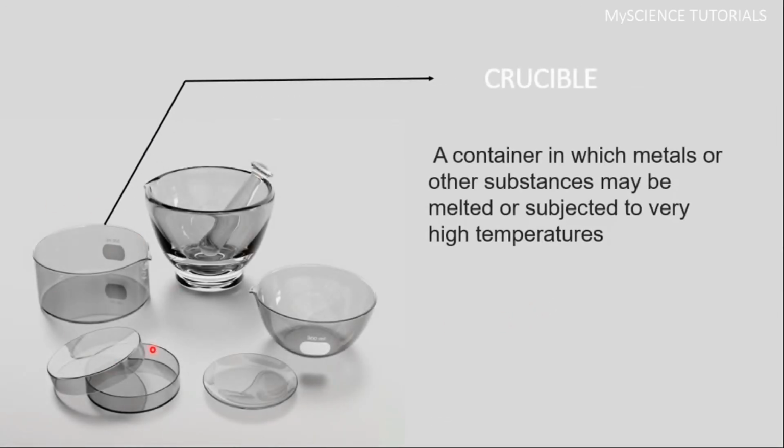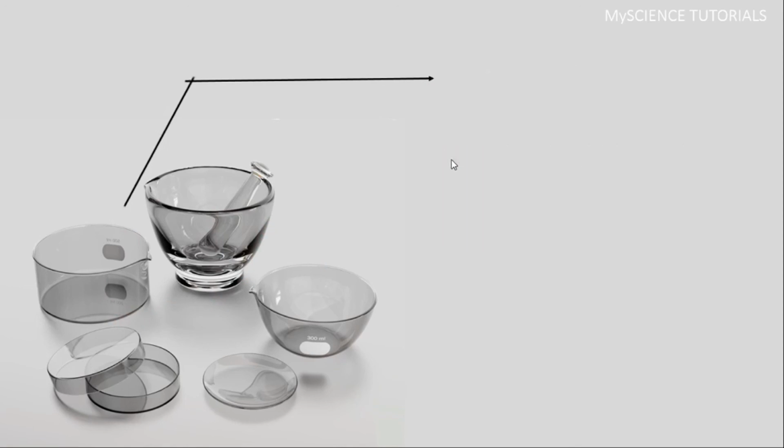Alright, so next on our list is the crucible. They are containers made to resist heat. So they are containers in which metals or other substances may be melted or subjected to high temperatures. So they are resistant to high temperatures, and therefore if you want to melt something, you can put it in the crucible and then you apply heat to it to melt the substance.